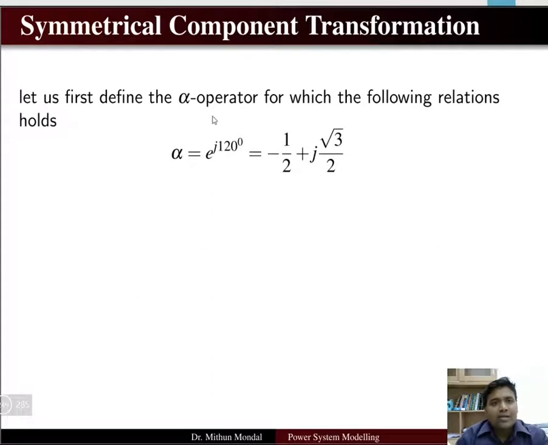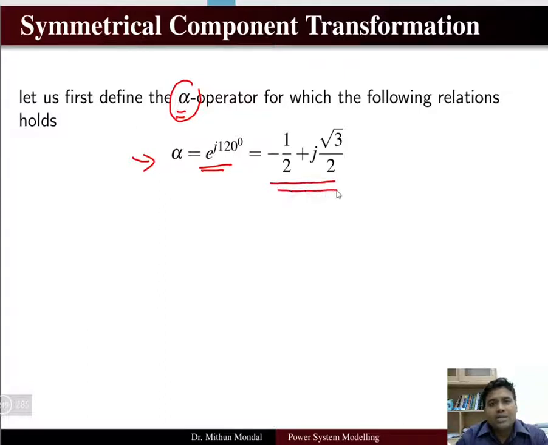For that we have to introduce an operator which is known as the alpha operator. In some books it is written as the A operator. So alpha is defined as e to the power j120 degrees, which can be written in complex format as minus half plus j times root 3 by 2. So first we will define an operator alpha.